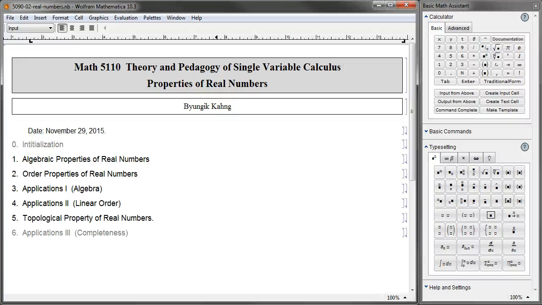Welcome back. We talked about all three properties of real numbers: algebraic, order, and topological. Now let's talk about some applications. First, some applications on algebraic properties.